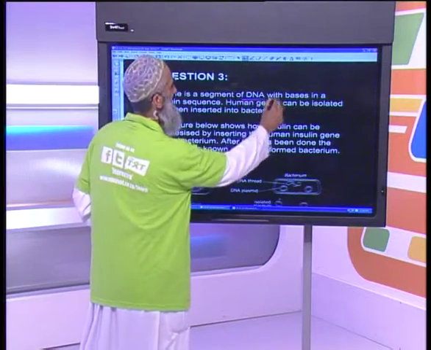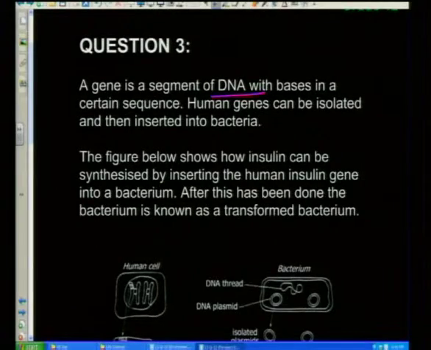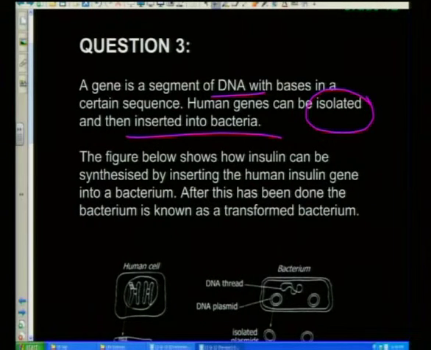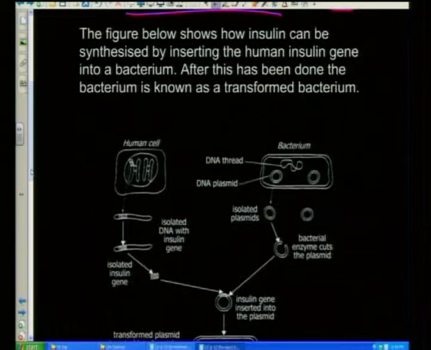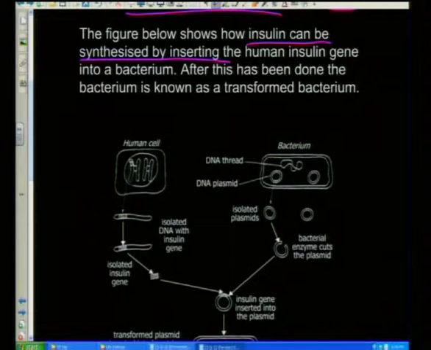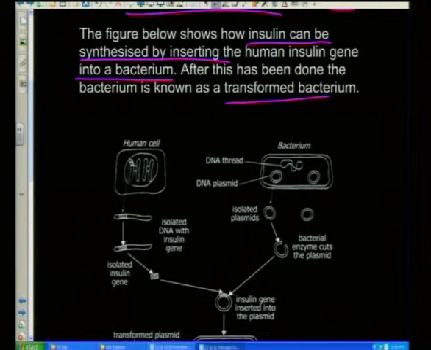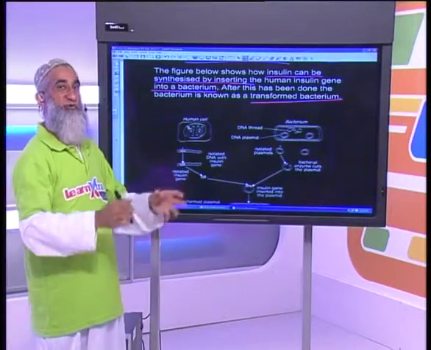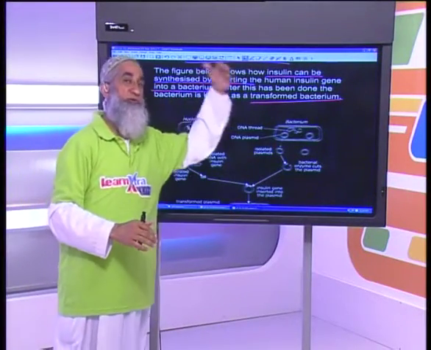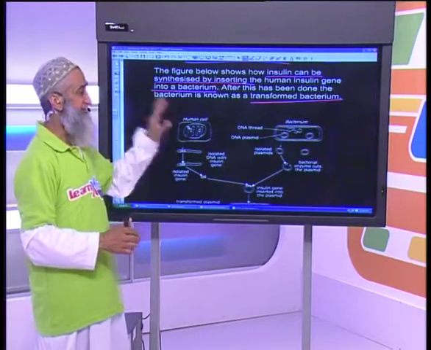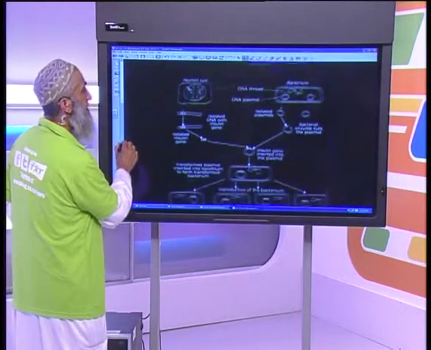A gene is a segment of DNA with bases in a certain sequence. Human genes can be isolated and then inserted into bacteria. The figure below shows how insulin can be synthesized by inserting the human insulin gene into a bacterium. After this has been done, the bacterium is known as a transformed bacterium or a transgenic because we have taken a gene from one organism and put it into another organism. This is just one example of that. So they're giving you the whole story here.